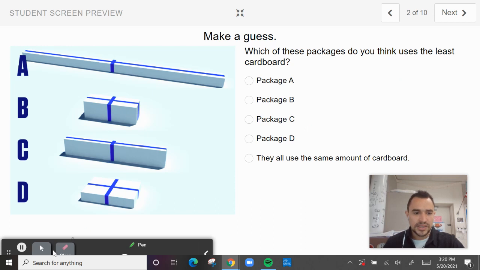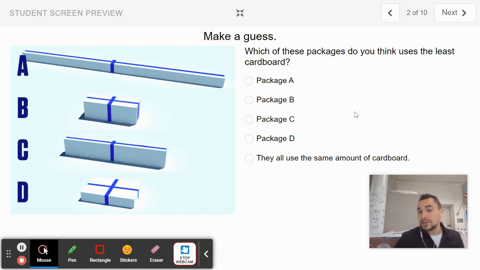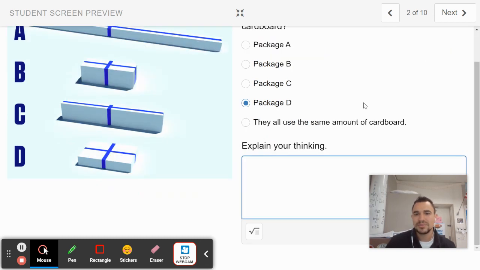Which one of these do you think uses the least? Now, I'm going to be completely oblivious. When I initially see this, that seems like a lot of cardboard because it's very long. So I don't think that's it. Looking at this one, it's pretty long, but it's tall as well. This one here looks tall and wide, and it looks pretty good, but I think D looks like the smallest use of cardboard. And I could be wrong because the length is not so much, but more so the width. But I'm going to say D. And then explain your thinking. So you would write whatever you think.